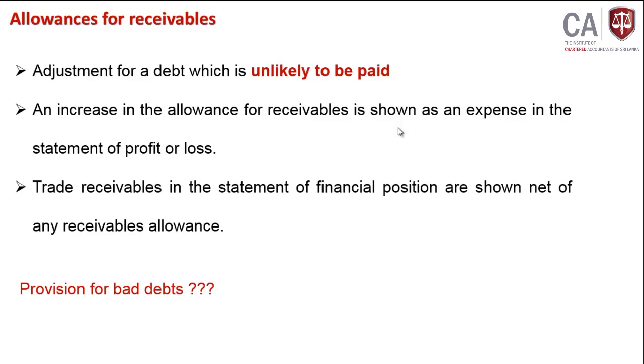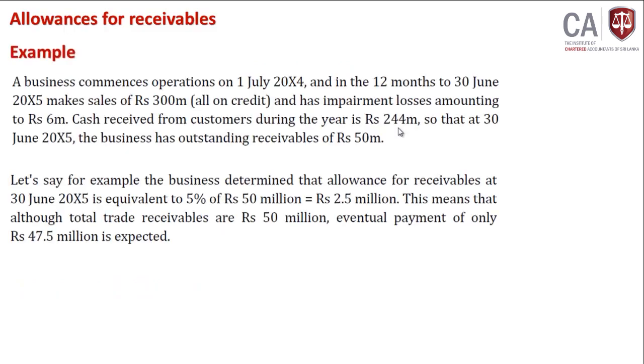To be a provision, it should be a liability, and you should have an obligation. There is no obligation here, therefore it's not a provision, it's a loss allowance, right? The double entry we have discussed. Example: read this example and we'll work it out.